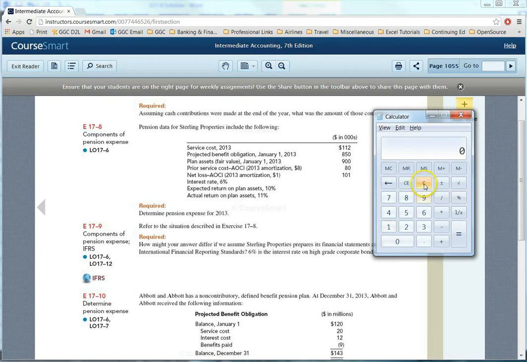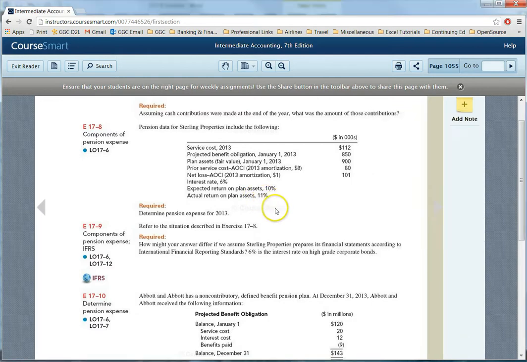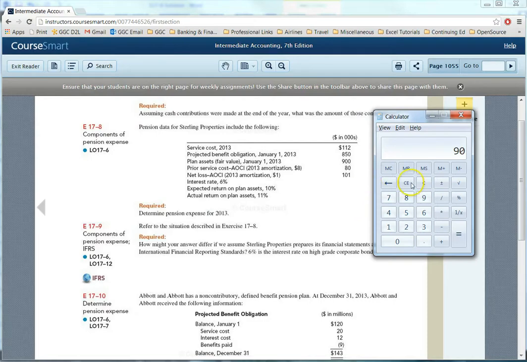So 10% times $900,000 is a $90,000 credit entry to the pension expense account. The actual rate of return, plan assets actually did a little bit better than expected. The plan actually returned 11%, not 10%, and so that's pretty good. So we can take 11% times 900,000, and we see that the actual return on plan assets was $99,000.